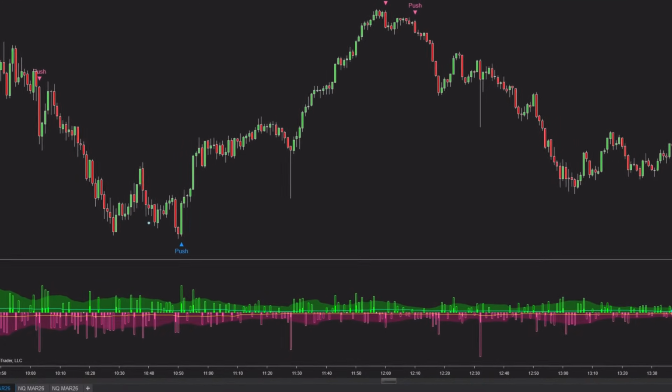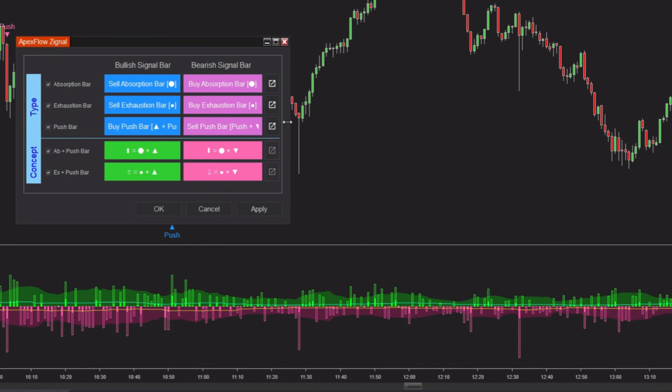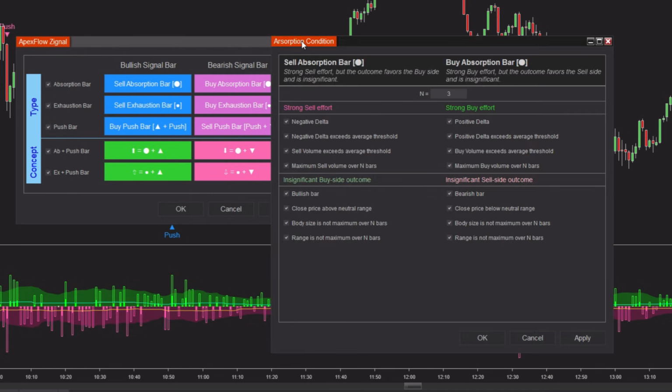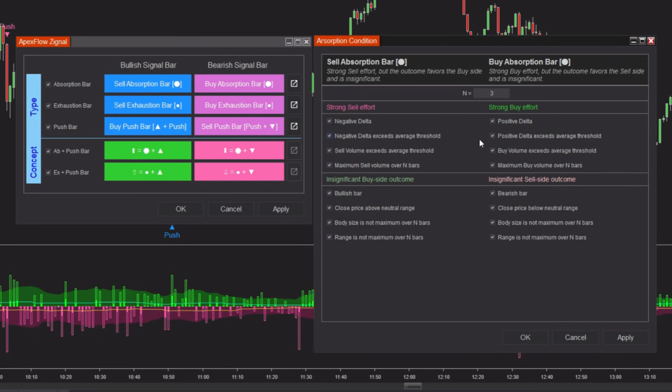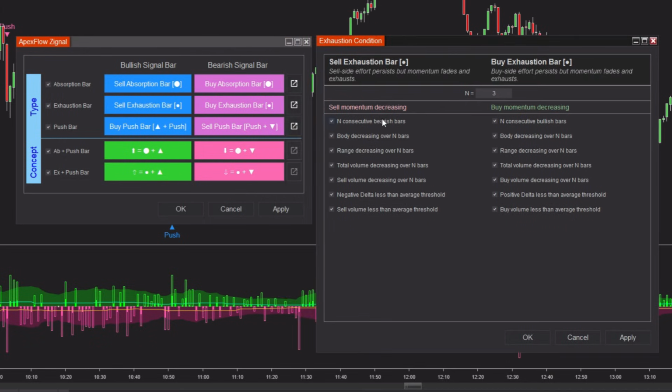Before we move on to the two concept signals, I'd like to take a moment to introduce the system's condition settings panel. Here, you can fully customize the rules used to identify absorption, exhaustion, and push signals. One of the key strengths of ApexFlow Zignal is that you are not forced to follow fixed default rules. Instead, you can remove unnecessary conditions, adjust analysis cycles, and fine-tune thresholds based on your personal trading style. This allows you to tighten the rules to filter for high-quality signals or loosen them to capture more trading opportunities. With this settings panel, the system offers exceptional flexibility and customization, supporting a wide range of trading strategies.